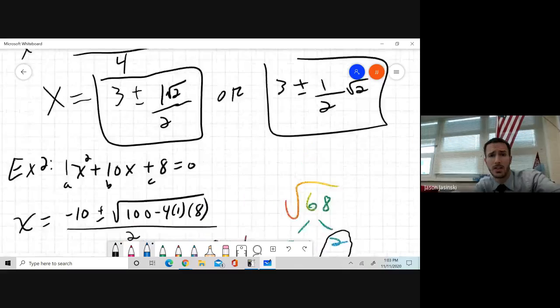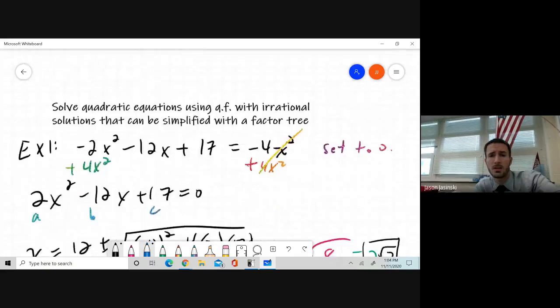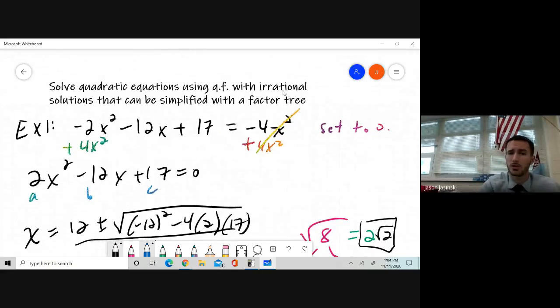Okay, so once again, that was quadratic formula with irrational solutions, meaning we had to simplify the square root with a factor tree.